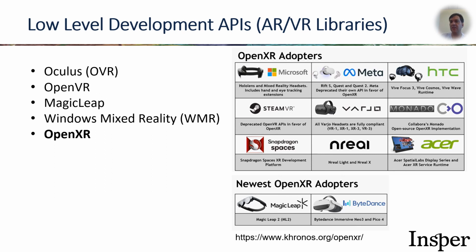To address this fragmentation, the Khronos Group proposed OpenXR, an open and royalty-free standard for accessing virtual reality and augmented reality platforms and devices. Today, OpenXR has become a reality, and virtually all major virtual reality companies have transitioned to some extent to support OpenXR. This means that developers can now use the OpenXR API to create software that runs on multiple platforms, simplifying the development process and increasing compatibility.